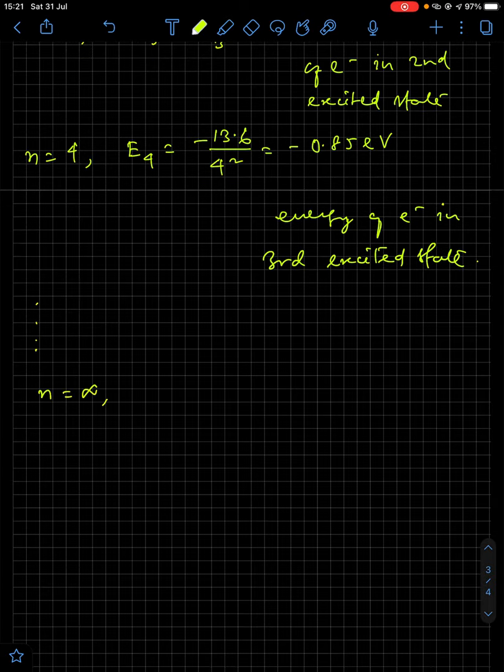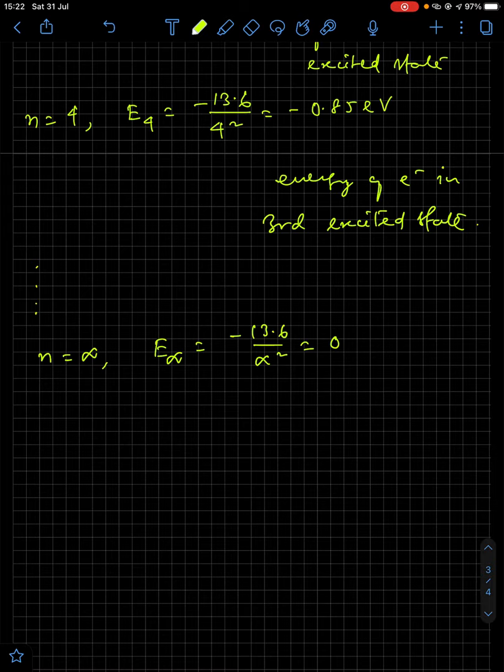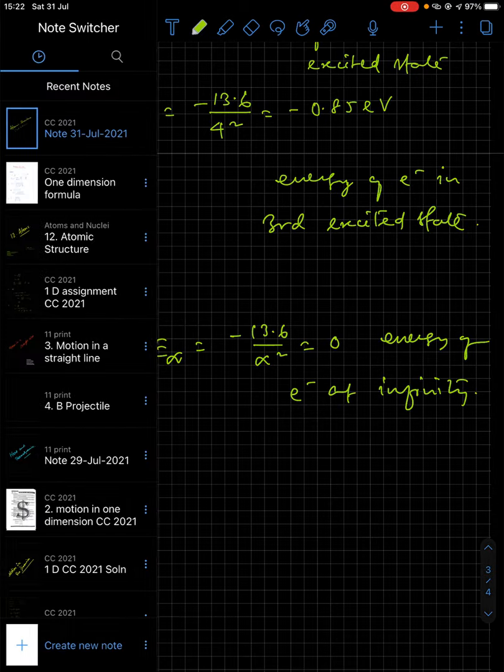Now for n equal to infinity, E infinity is minus 13.6 divided by infinity square. This will get you 0. This is energy of electron at infinity. Alright, I hope these energy values are clear and you have to remember them.